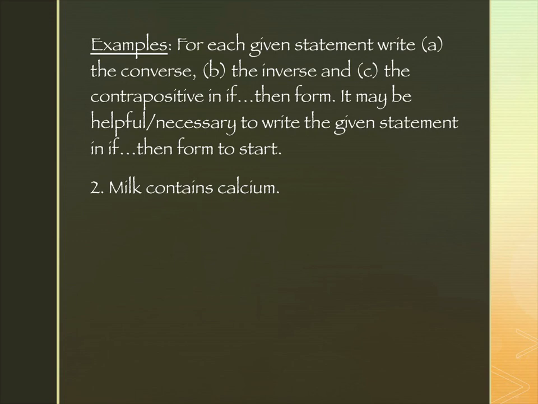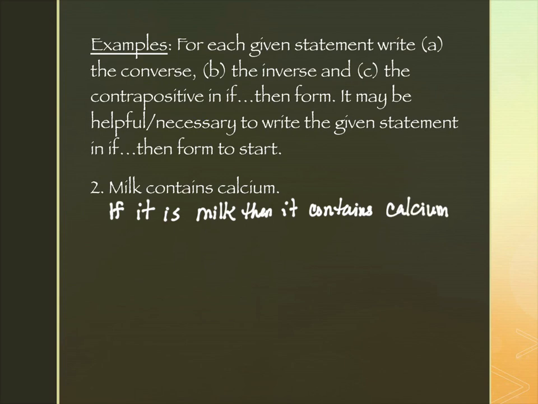We're going to take milk contains calcium and turn it into an if-then statement. What might you write to change this into an if-then statement? Sure, that'd work. If it is milk, then it contains calcium. Okay, so this is a really easy one to do because you can talk about food labels, right? Okay, so we'll look at the equivalencies after this one as well, but let's write all three of them down first. So this is the original statement.